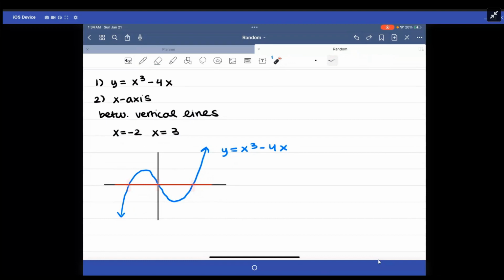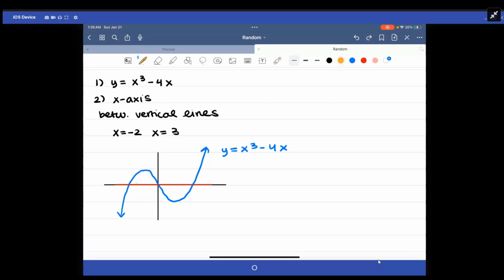The reason is that it's going to change whether your area is positive or negative, and so you want to make sure of that. For example, this one is top minus bottom, so the equation minus the x-axis, but this one is the x-axis minus the equation. So for cases like this, we want to make sure that when we are finding the values, we know where to intersect.